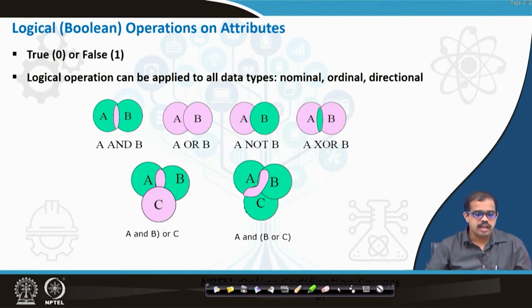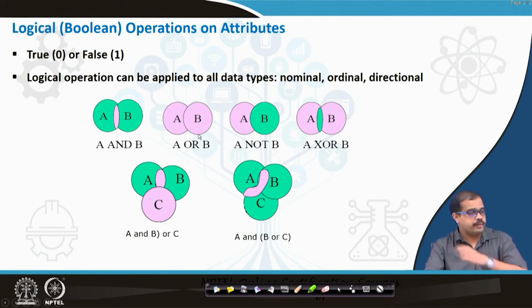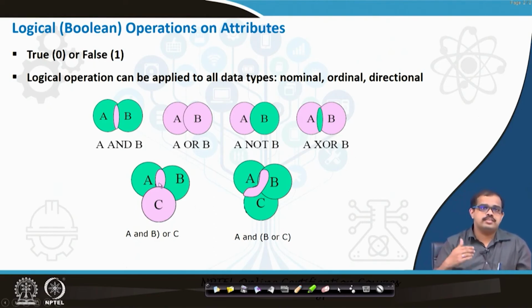Okay. To just give you an example here, this A and B is representing both A and B. And this is the one that is left out. If it is A or B, either of the sets A or B. If it is A not B, it is the one that is A and not B. Okay. A XOR B, exclusive or. Okay. A and B or C. So, these are different logical operations, or the Boolean operations, that you can do in terms of analysis.